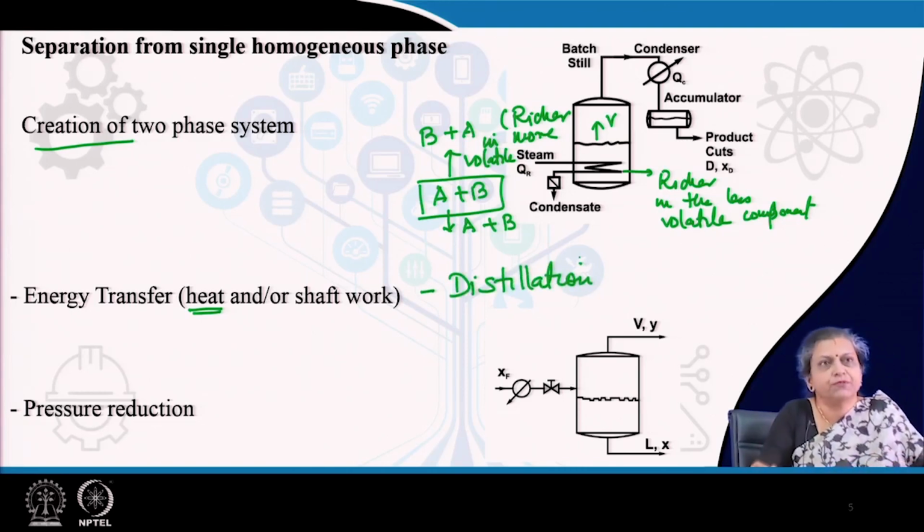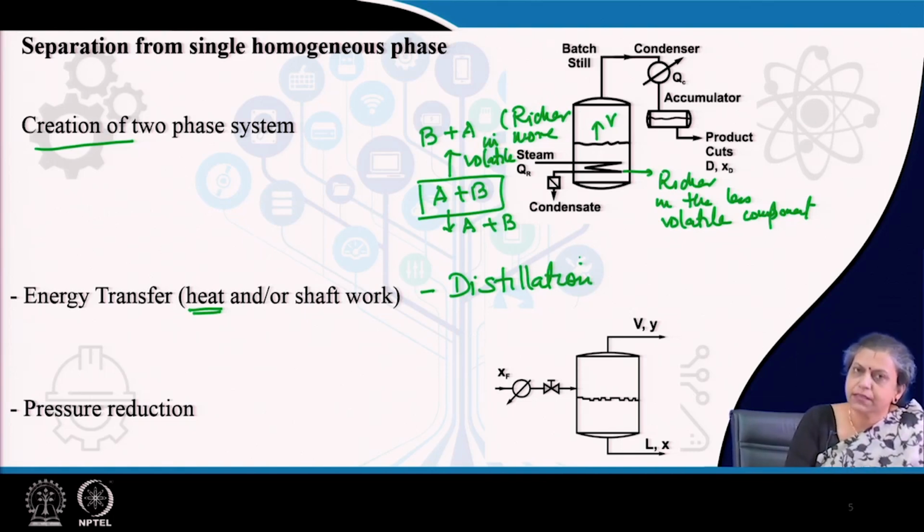There are different types of distillation which we will be discussing after we complete the introduction and certain other discussions regarding separation processes. Now, apart from energy transfer, suppose we have a liquid feed. This liquid feed is sent through, say, a throttling valve where the pressure is suddenly reduced.